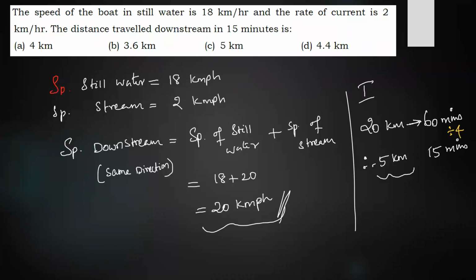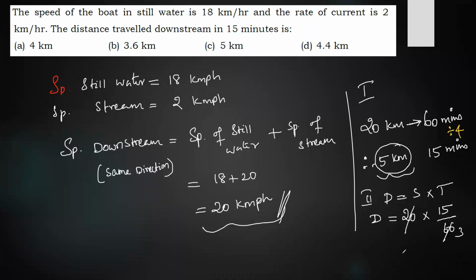Okay, speed equals 20 km per hour, right? So 20 km per hour means for 60 minutes, the boat moves 20 km. So for 15 minutes, which is 1/4, the distance is also 1/4.